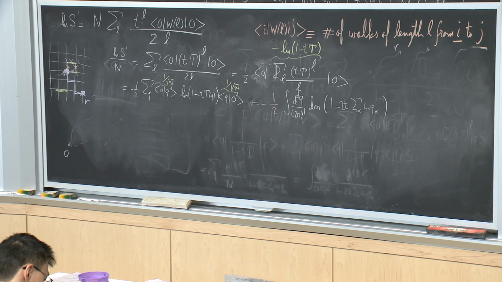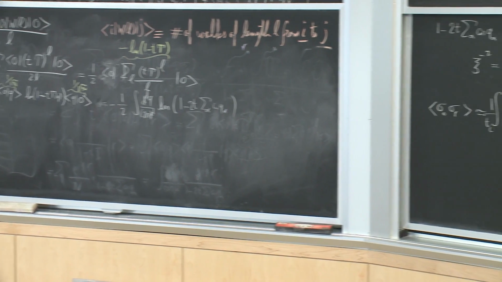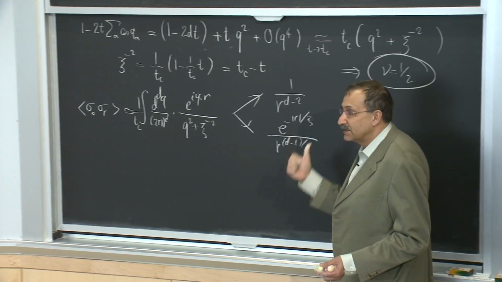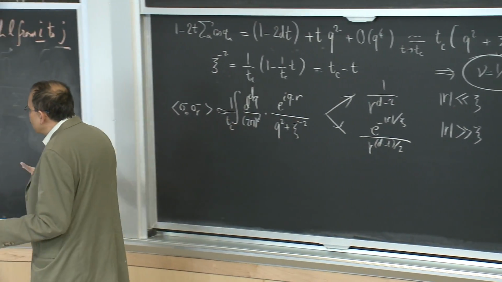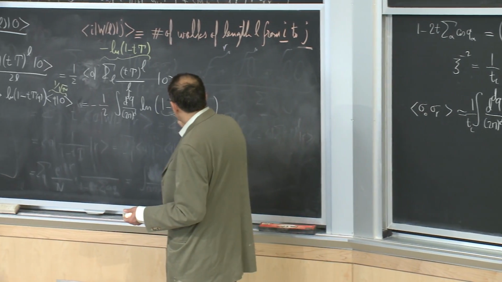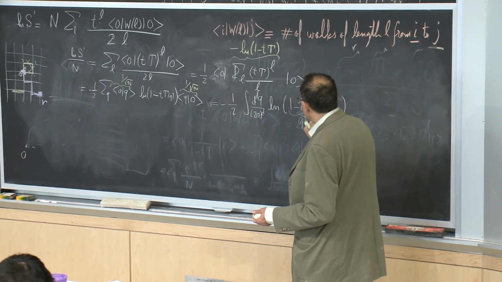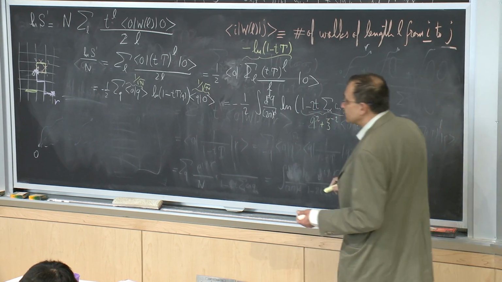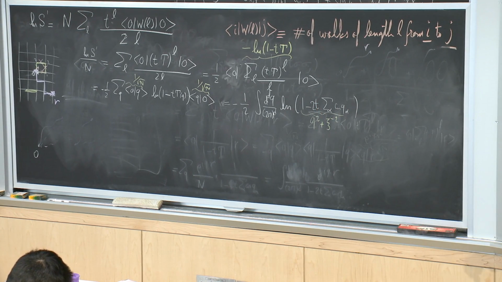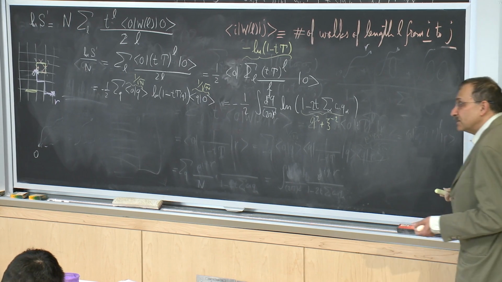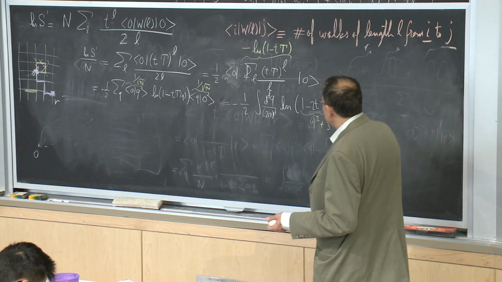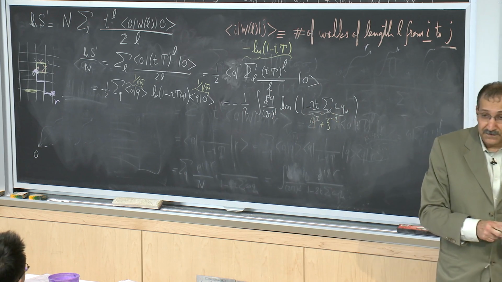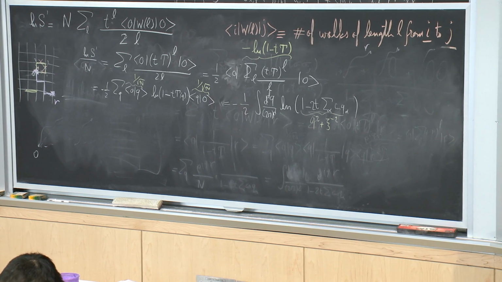Okay? And again, if I go to this limit where I'm close to Tc, the critical value of this t, and focus on the behavior as q goes to 0, this is going to be something that has this q squared plus xi to the minus 2 type of singularity. And again, this is a kind of integral that we saw in connection with the Gaussian model, and we know the kind of singularities it gives. Okay?